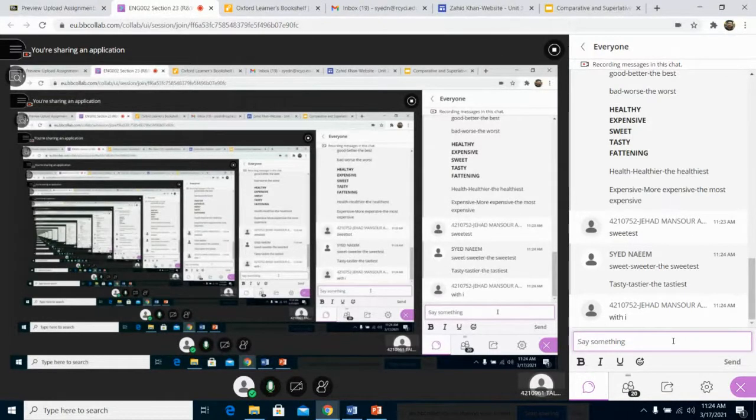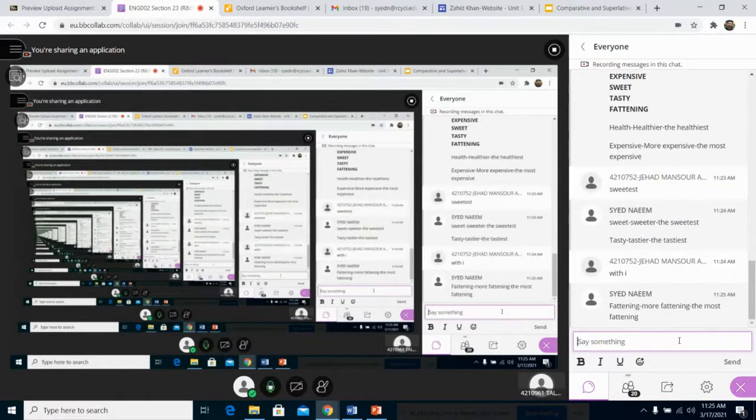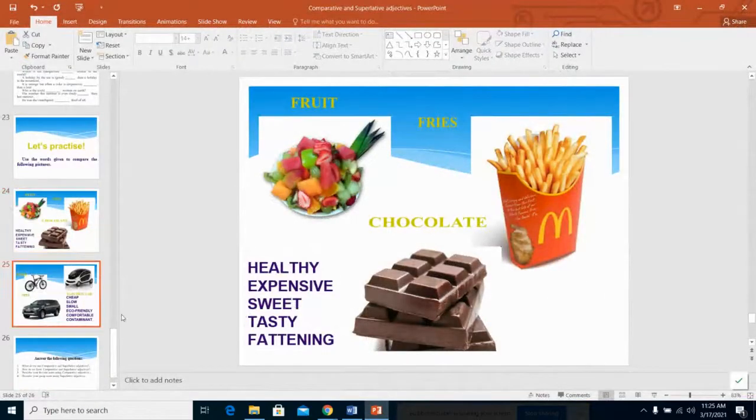Okay. Now the last one, fattening. Now it is two syllables, because it has an ing. The most fattening. The comparative is more fattening, and the superlative is the most fattening. All right. KFC has the most fattening chicken.